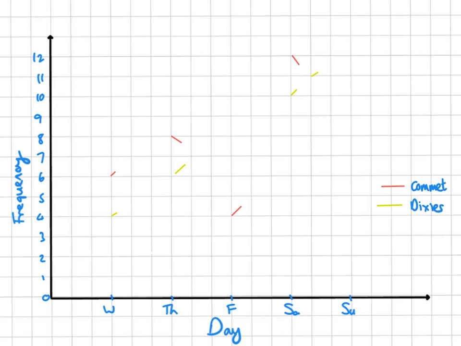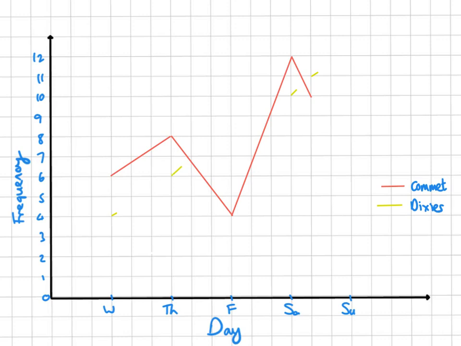Now it starts on 6, and by Thursday it's going to go up to 8. Okay, from Thursday to Friday it goes from 8 to 4. So down to 4. Okay, from Friday to Saturday it goes from 4 up to 12. And then from Saturday to Sunday it goes from 12 to 10. Okay, so there is my line for Comet.